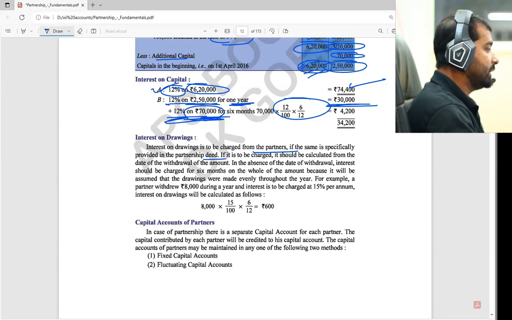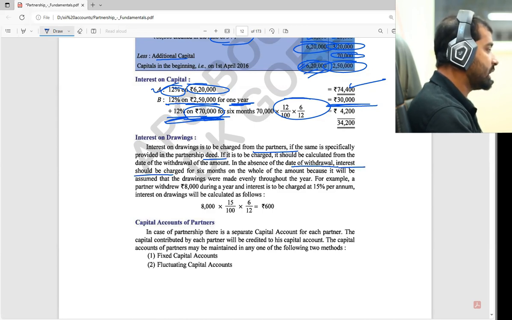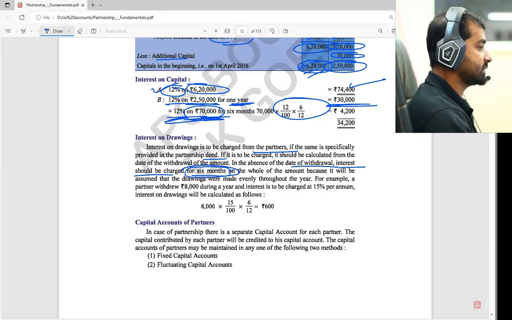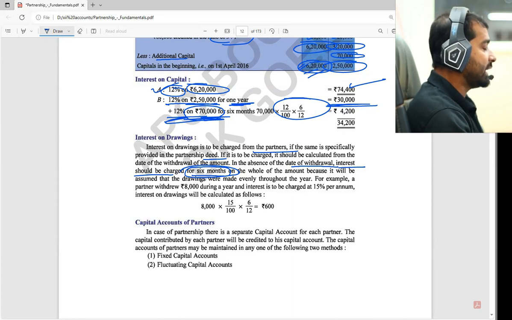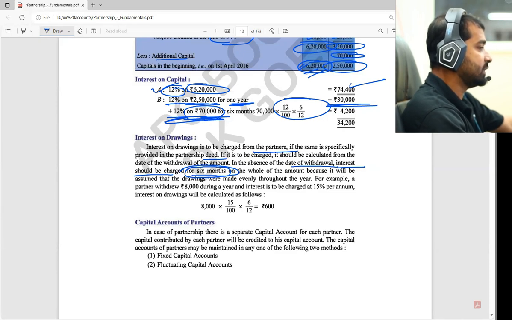In the absence of the date of withdrawal, the interest should be charged for 6 months. This point is very, very important. That point we have already discussed before, right? If the date is given, from the date we will calculate by counting the months. But if the date is not given, at that time we should take interest on drawings for 6 months. Can you tell me any logic why 6 months is taken for interest on drawings? Any logic? We can pay less interest on drawings. Why are we not taking it for a year?